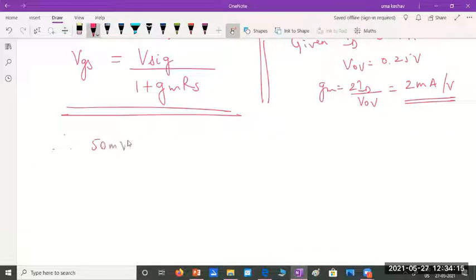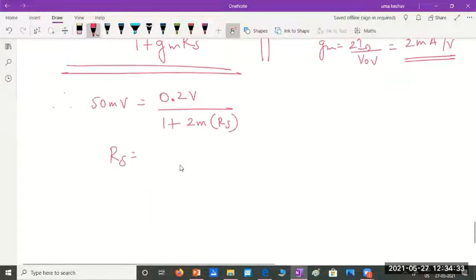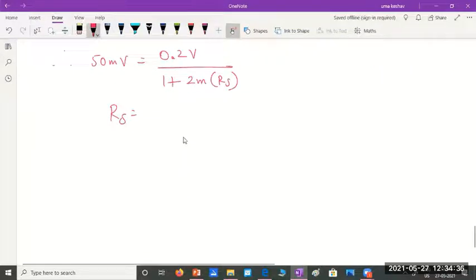VGS is 50 millivolts. It should be retained. Vsig should be changed to 0.2 volts. 1 plus GM is 2 milli. Find Rs. Please tell me what is the value of source resistance, which will give you this condition. How much will it be?